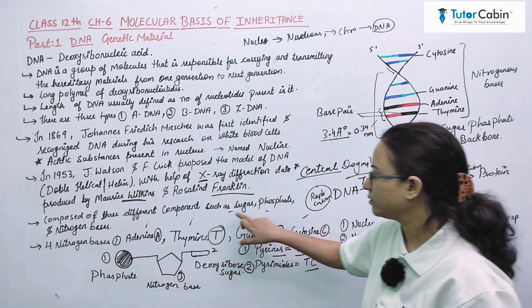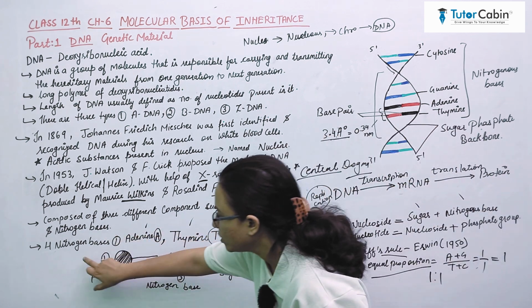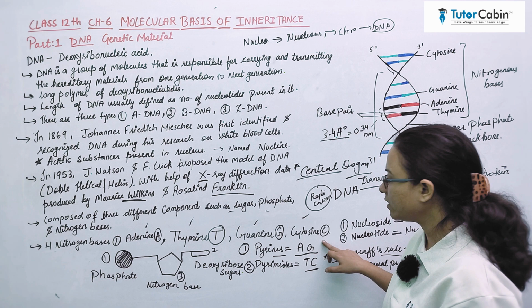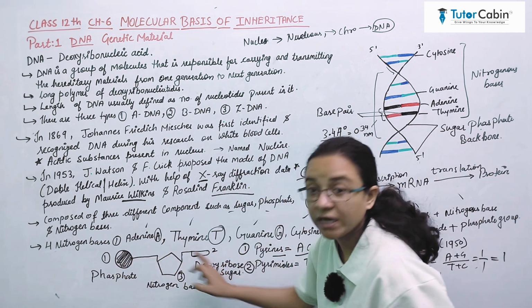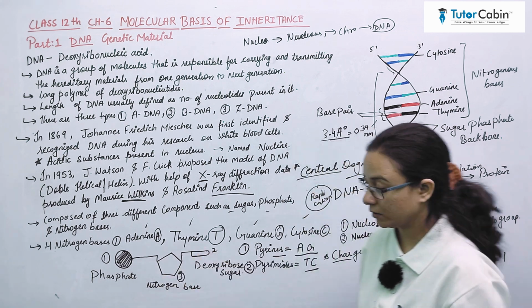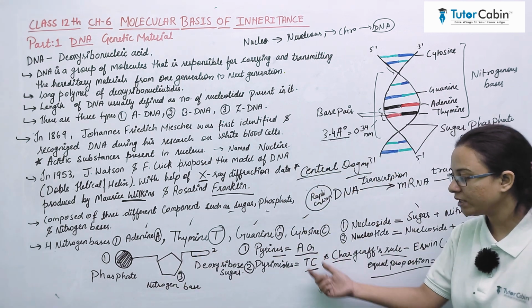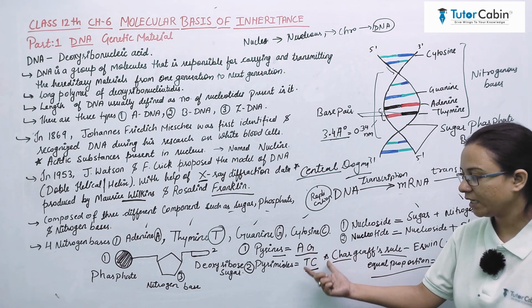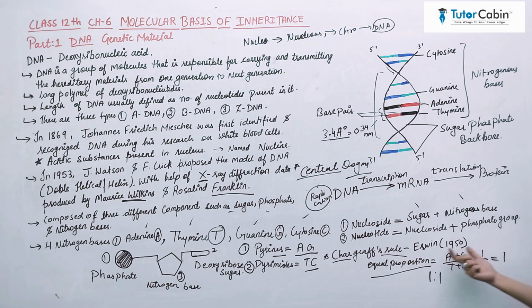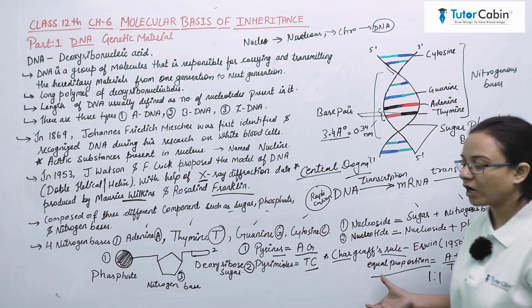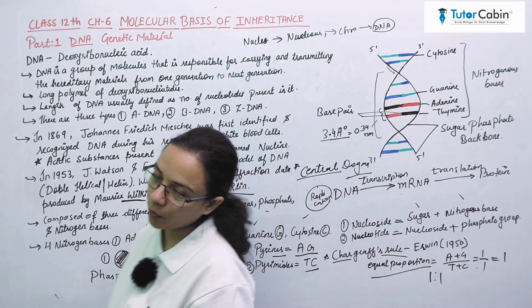Three main components: sugar, phosphate, and nitrogenous base. Four bases: adenine, thymine, guanine, and cytosine. Phosphate, nitrogenous base, and deoxyribose. This is the structure shown in DNA. Two purines and two pyrimidines. Adenine and guanine are purines, and thymine and cytosine are pyrimidines. Chargaff's rules: Erwin Chargaff proved that adenine, guanine, thymine, and cytosine, that is purines and pyrimidines, are present in equal proportion.